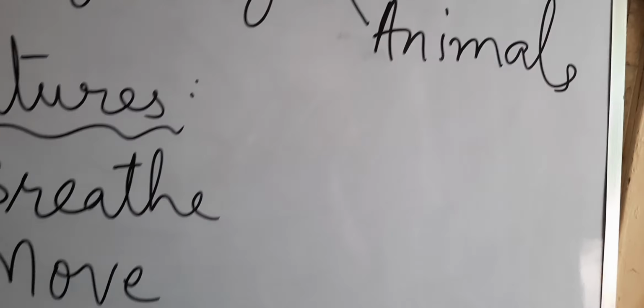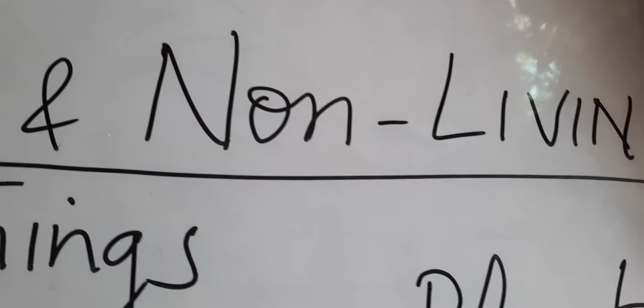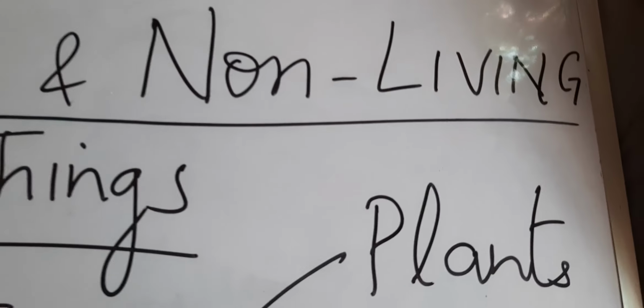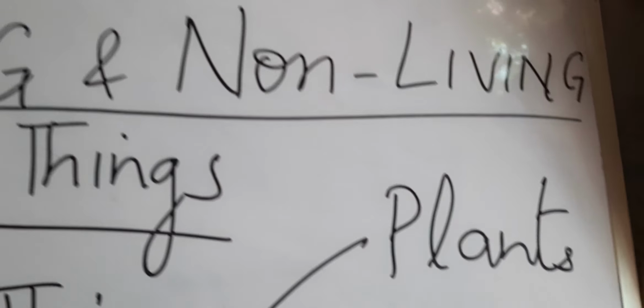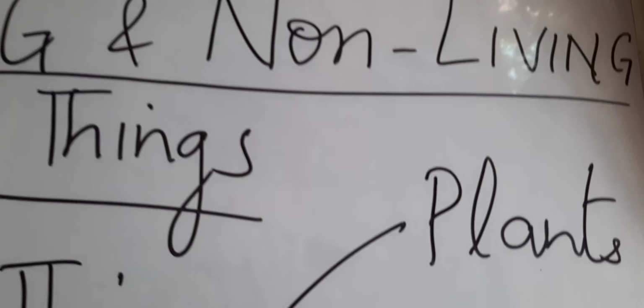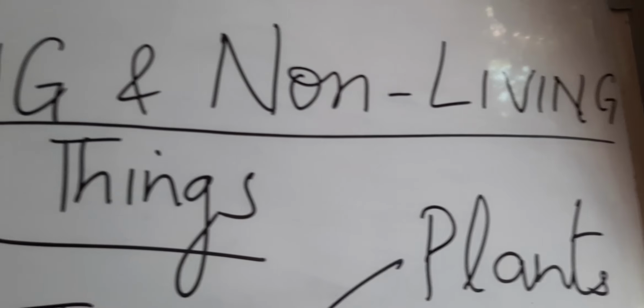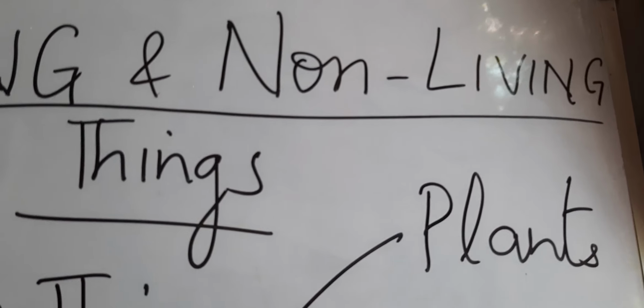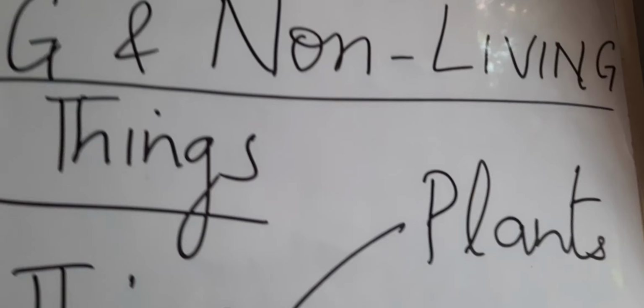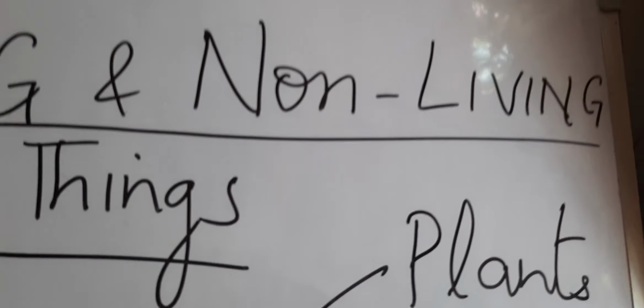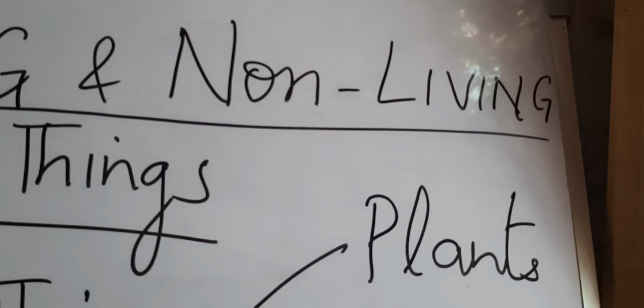Now we come to the non-living things. Non-living things do not have any life in them. They do not move, they do not grow, they do not eat food. Like pencil, book, chair, it will not move unless and until you move it. So we can say living things have life in them and non-living things do not have life in them.